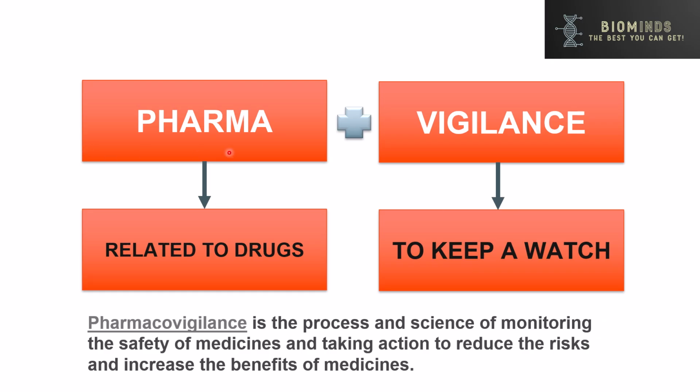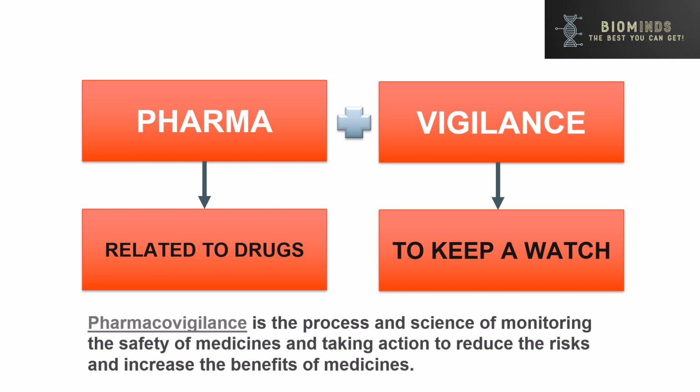Okay, so see, pharma is related to drugs or any treatment, therapy. Vigilance means to keep a watch. Okay, so we have to conduct pharmacovigilance in all the steps of the clinical trials. Why? Because all the phases of clinical trials contain human subjects. Okay, so pharmacovigilance is the process and science of monitoring the safety of medicines and taking action to reduce the risk and increase the benefits of the medicines, to check whether it has certain adverse drug reactions or not.